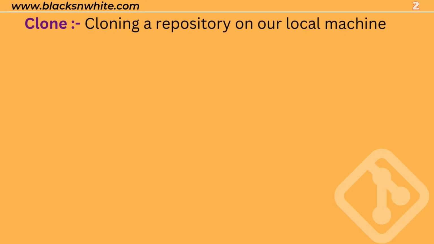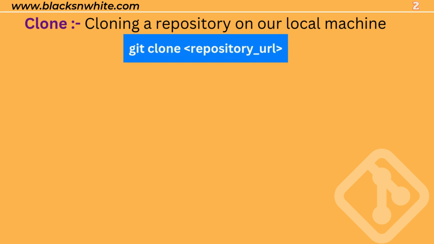Clone. First up is the git clone command. This is how you get a copy of a remote repository from a place like GitHub onto your local machine. Think of it as downloading an entire project so you can start working on it. You simply use git clone <repository_URL> and you're ready to go.